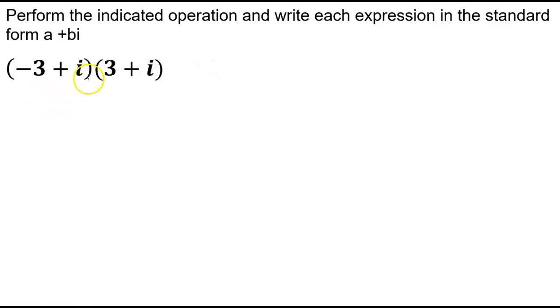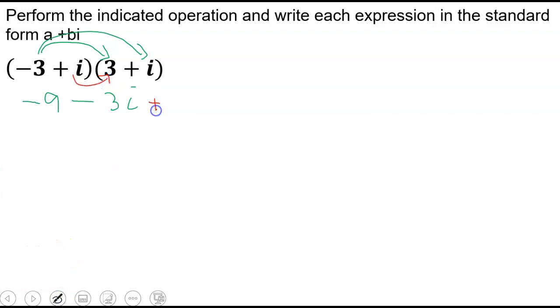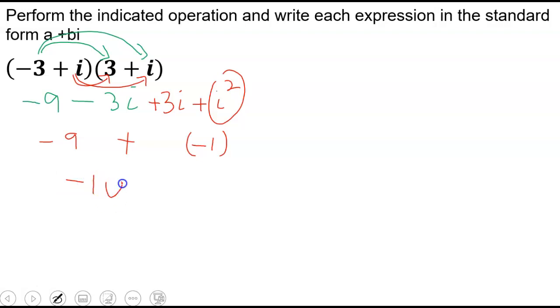Okay, this one is multiplication, so we FOIL. So 3 times negative 3 is negative 9. And negative 3 times i is negative 3i. And i times 3 is positive 3i. And i times i is positive i squared. So collect like terms: negative 3i and positive 3i cancel out. And then i squared is negative 1. So we have negative 9 plus negative 1. So that gives negative 10.